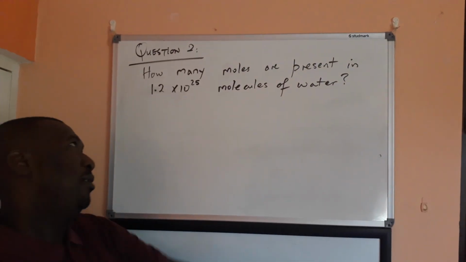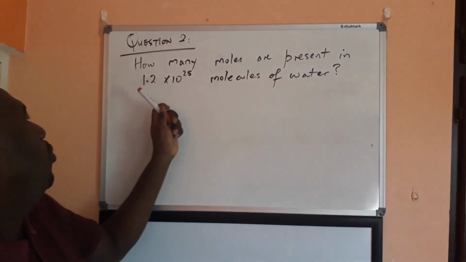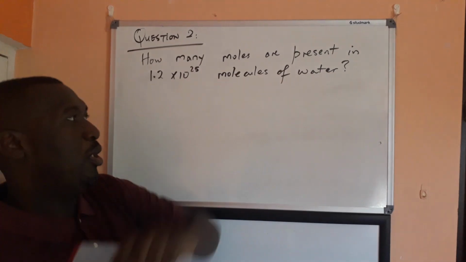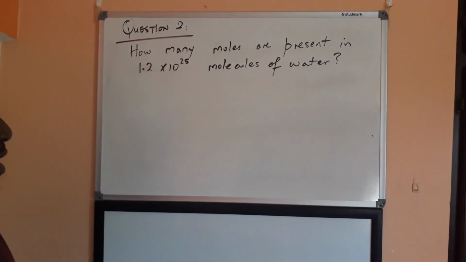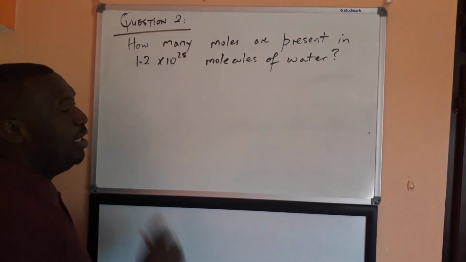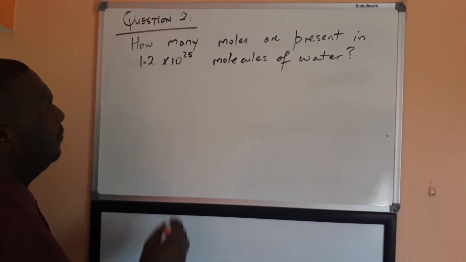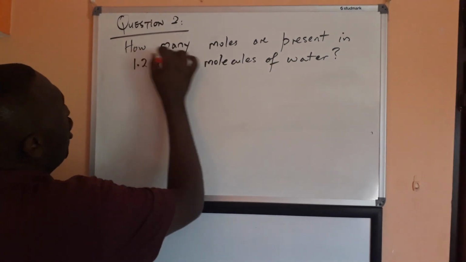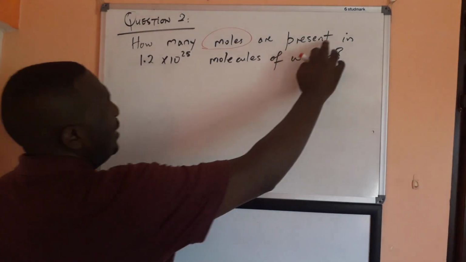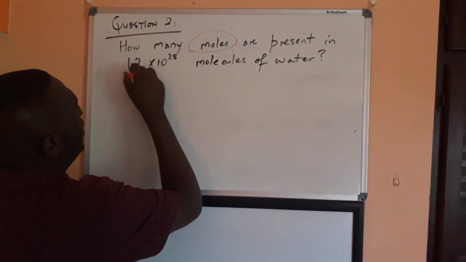Let's look at another question. This question says, how many moles are present in 1.2 times 10 to the 25 molecules of water? Remember our technique. We have to ask ourselves, okay, what is the relationship that this question is asking me about? Let's look at the information that is given. It's asking how many moles. So it's asking about moles, and it is given 1.2 times 10 to the 25 molecules.